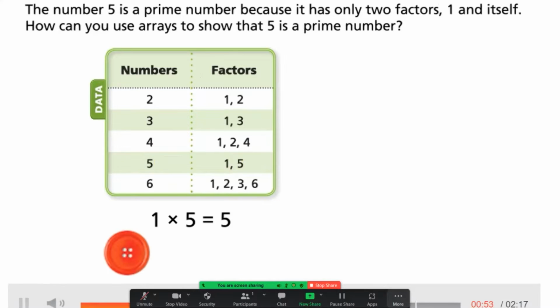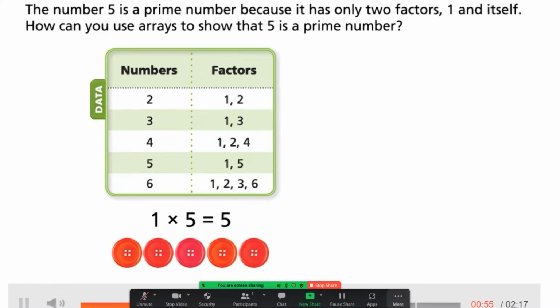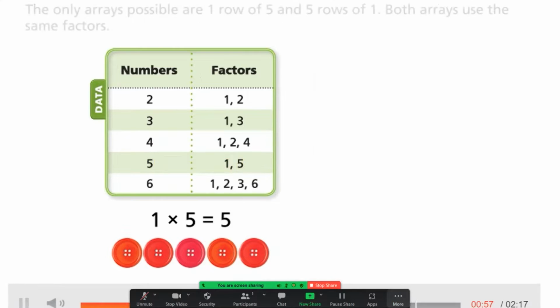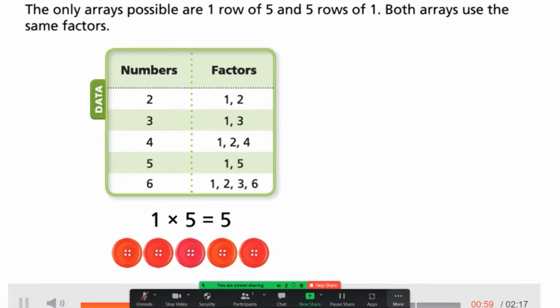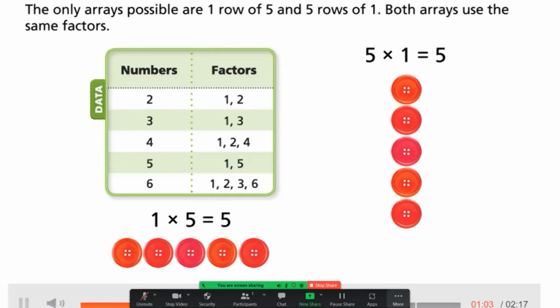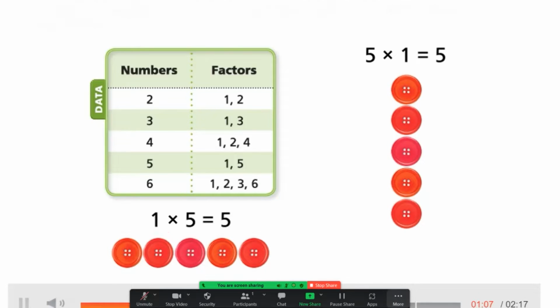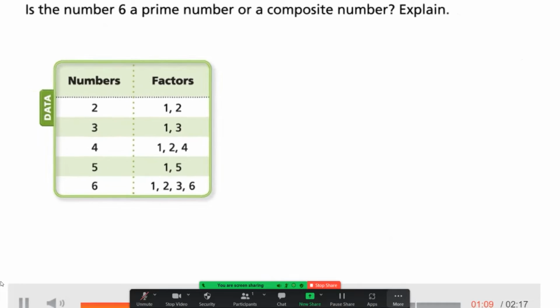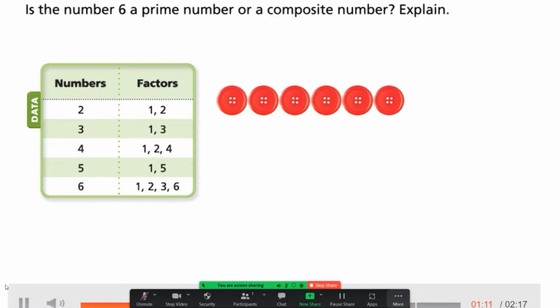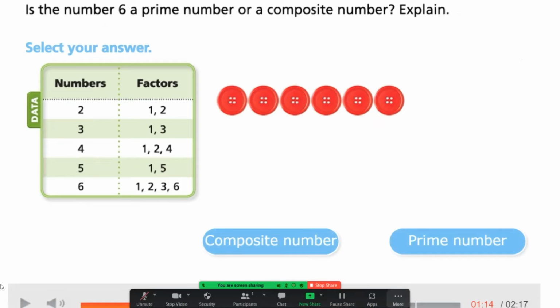How can you use arrays to show that 5 is a prime number? The only arrays possible are 1 row of 5 and 5 rows of 1. Both arrays use the same factors. Is the number 6 a prime number or a composite number? Explain. Select your answer.